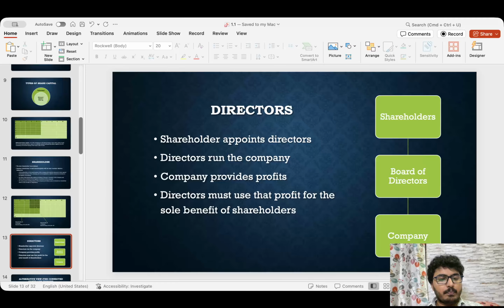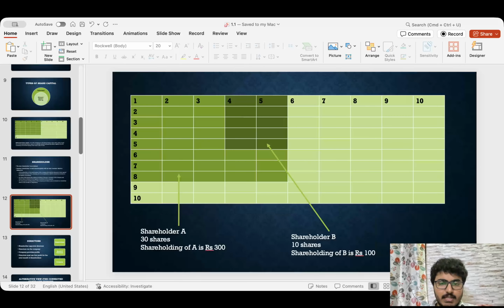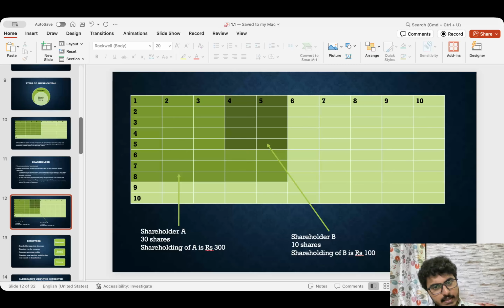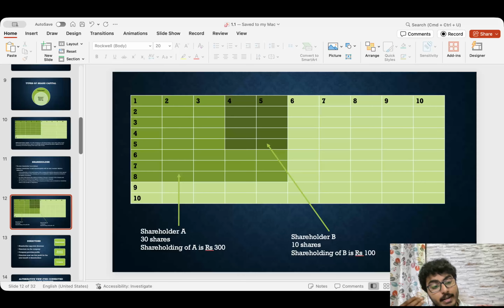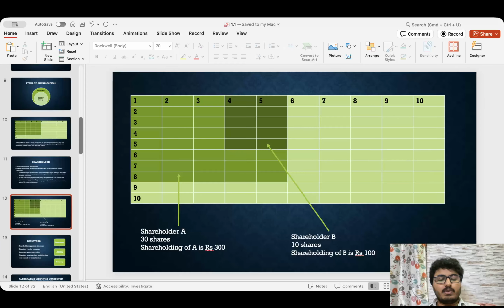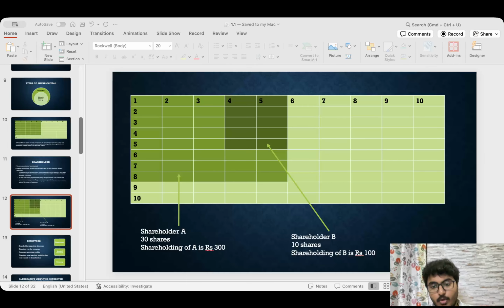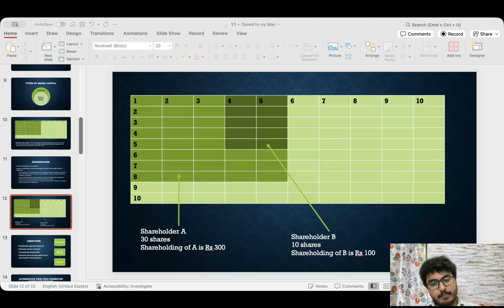Another important thing in this picture: shareholder A holds 30 shares and shareholder B holds 10 shares. So this demonstrates the proportional ownership of the company. Generally, a greater shareholding, that means shareholder A, provides greater voting rights, greater voting power, and greater participation in the profits. So shareholder A has a larger share of the profits than shareholder B.